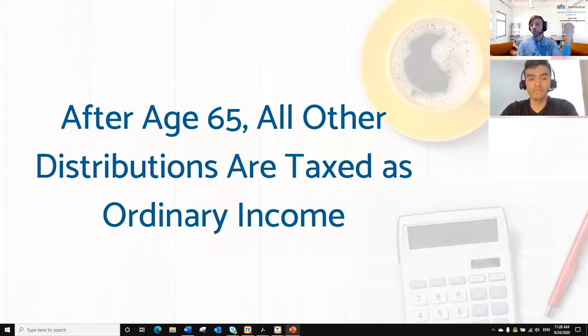Right? It's similar to taking money out of an IRA or 401k in retirement. It's just going to be subject to ordinary income tax. But at age 65, you can get rid of that 20% penalty, so you can pull it out for any reason and just pay taxes at that point.